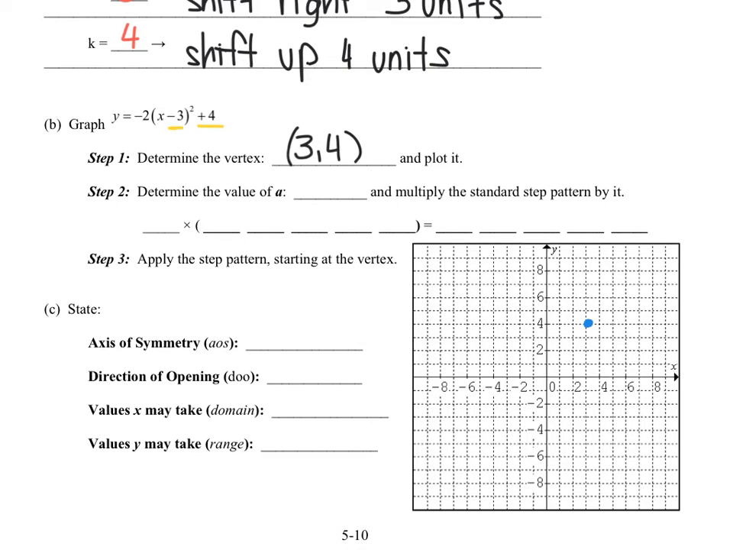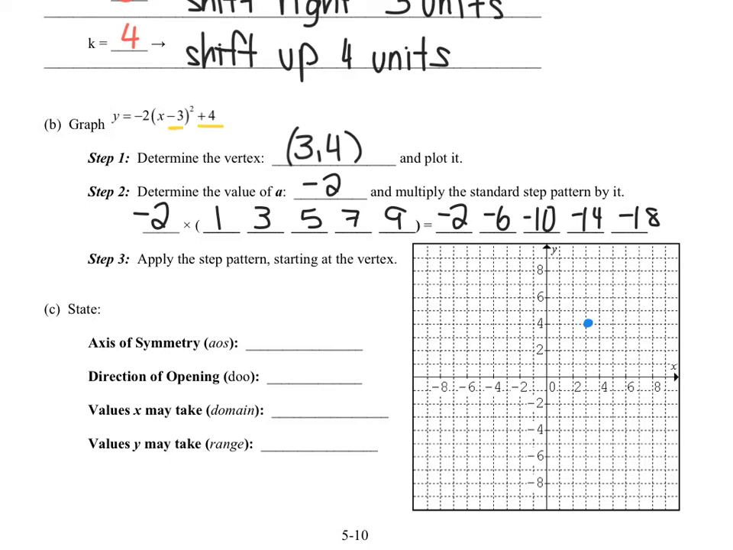Now I'm going to use my a value, and we know from the previous units that the a value tells us the direction of opening, and it tells us the new step pattern. So if my a value is negative 2, that means we're going to multiply that original step pattern of 1, 3, 5, 7, 9 by negative 2. So my new step pattern is going to be negative 2, negative 6, negative 10, negative 14, negative 18. And we did this in Unit 3, so this is nothing new so far.